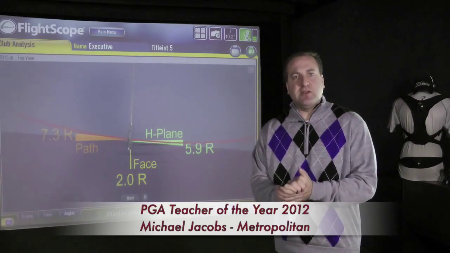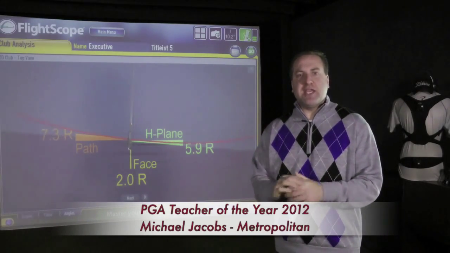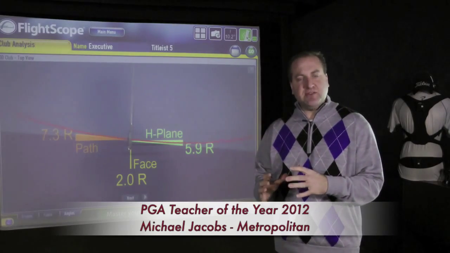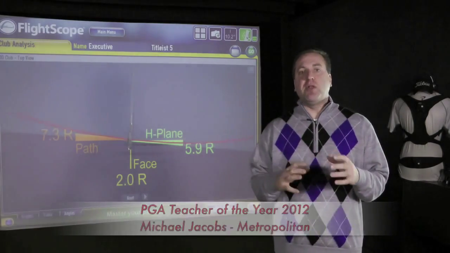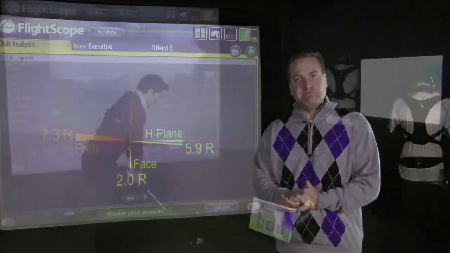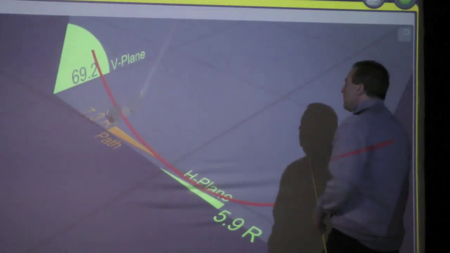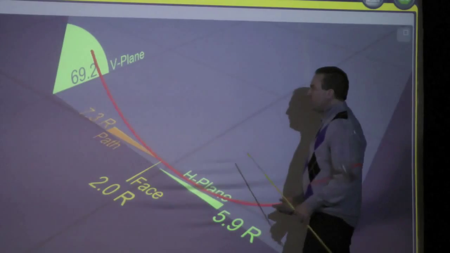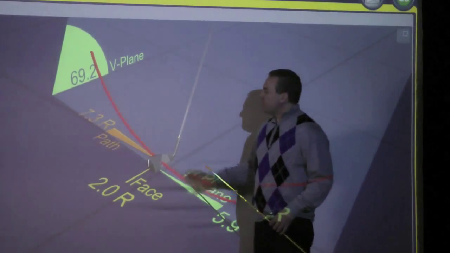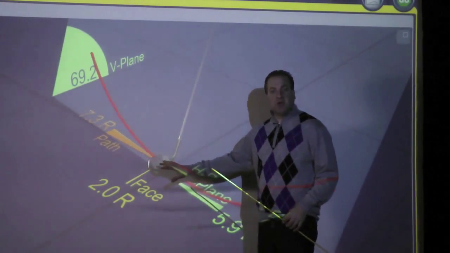Today we're going to take you into the world of 3D. 3D capture of the body using Kvest, and 3D capture of the ball and club using FlightScope. When we replay the animation, there are some numbers and measurements that we're going to take a close look at.